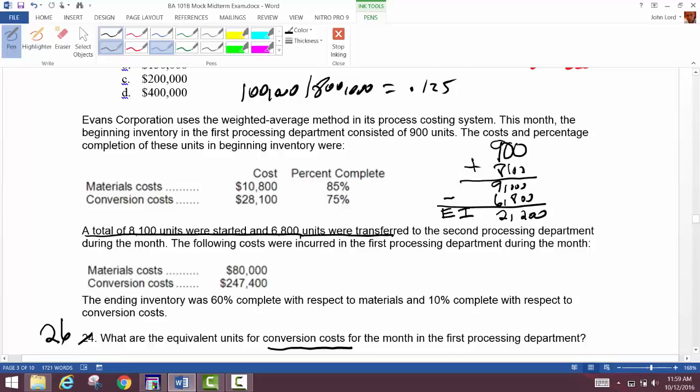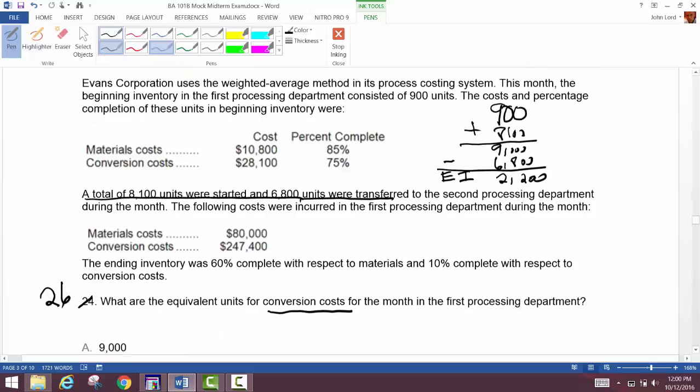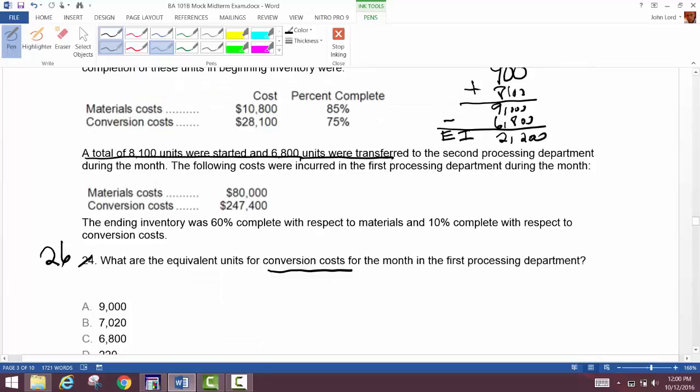So that was a little different, because before they would give us the ending inventory. Here they gave us what? The units that were started, the units in beginning inventory. And then we had to do what? Subtract out the units that were transferred out to determine what's left in ending inventory here, right? Which was this 2,200. And then once we got that, it was pretty easy to go back to the way we were doing them for some of our homework problems, which was to simply take these 6,800 units that were completed and transferred out, and then bring in the equivalent units of ending inventory.